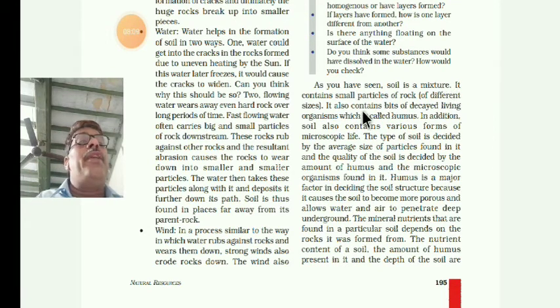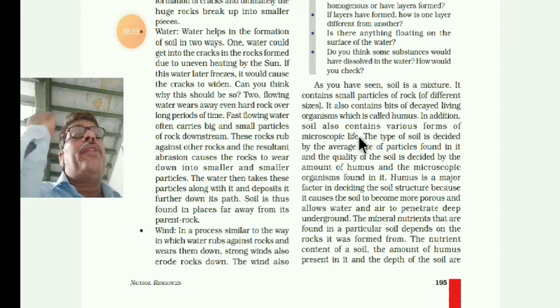Soil is a mixture. It contains small particles of rock of different sizes. It also contains bits of decayed living organisms, decayed bodies of living organisms, which is called humus. So what is humus? Decayed or dead bodies of plants, animals or organisms are called humus. In this way soil is formed.